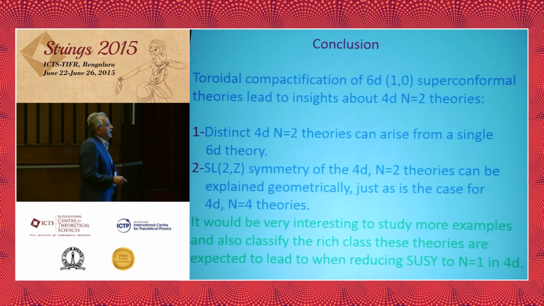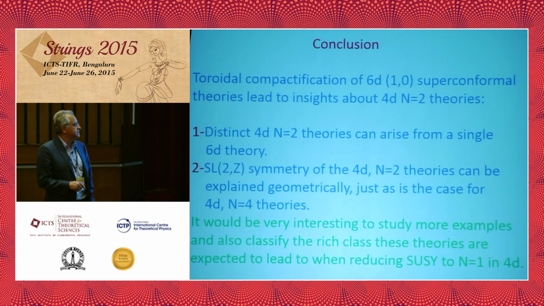So toroidal compactification of 6D (1,0) theories leads to insights about 4D N=2 theories. Distinct 4D N=2 theories can arise from a single 6D theory. The SL(2,Z) symmetry of these 4D theories, some of them can be realized and explained geometrically by the 6D existence of a 6D (1,0) theory.